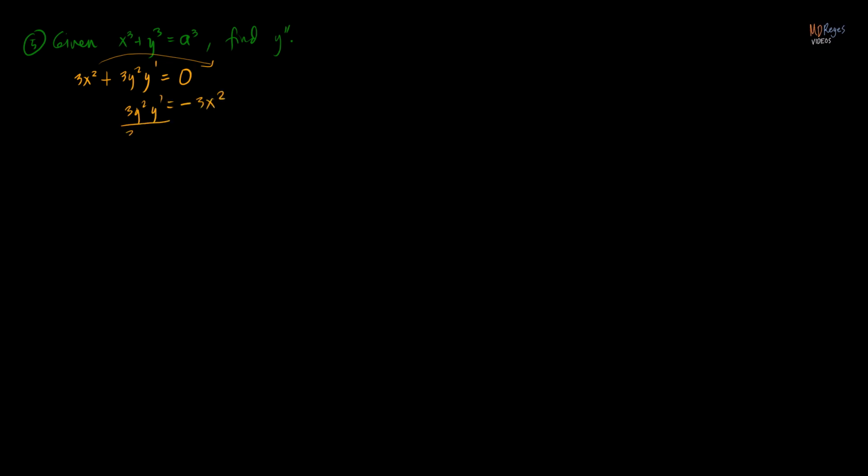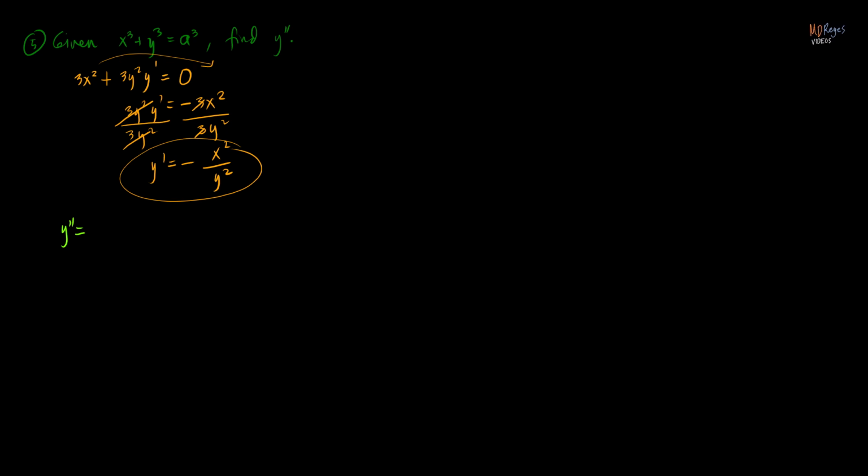So dividing both sides by 3y squared, you can cancel this out, and then we'll get y prime equals negative x squared over y squared. Now from here, we get y double prime. When we differentiate this function with respect to x again, on the left side, we'll get y double prime.